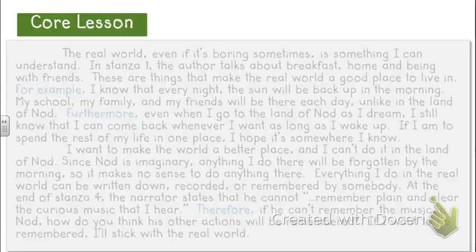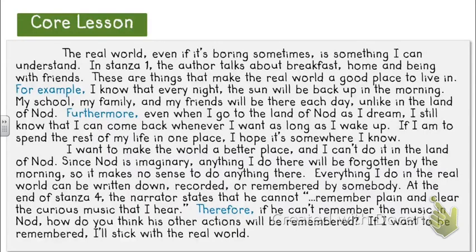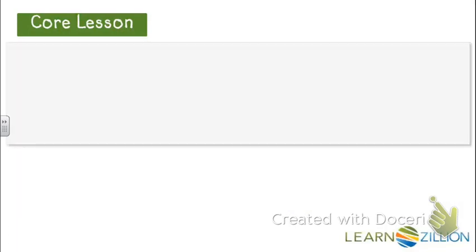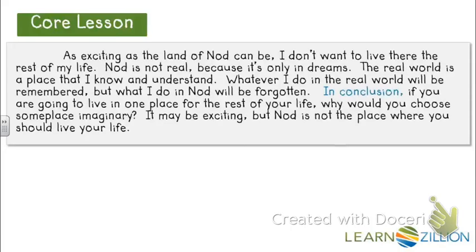In the third paragraph I added for example to introduce a detail that builds on a previous example. The knowledge that the sun will be up in the morning makes the real world a good place to live in. And I also use the word furthermore to connect ideas. And in the last two paragraphs, I added concluding words for transition. So therefore, and in the last paragraph, in conclusion.